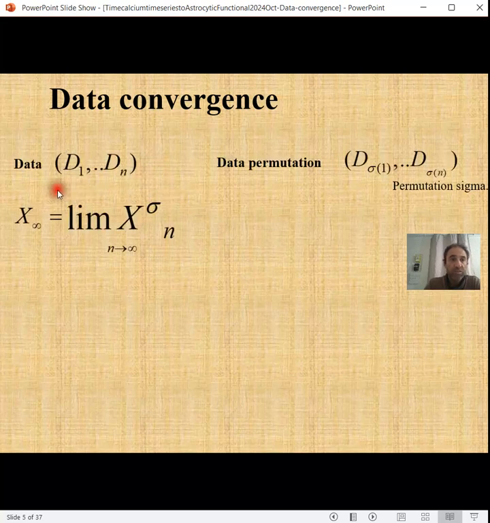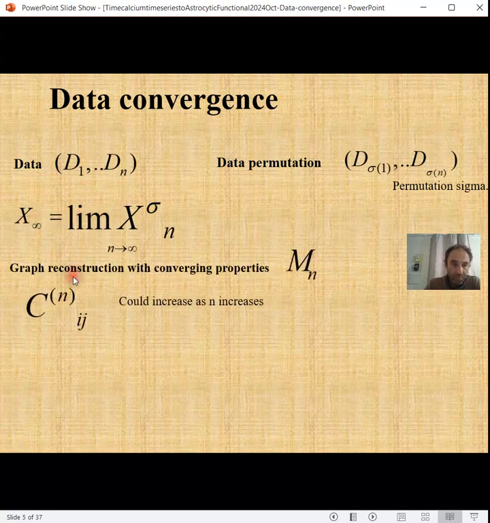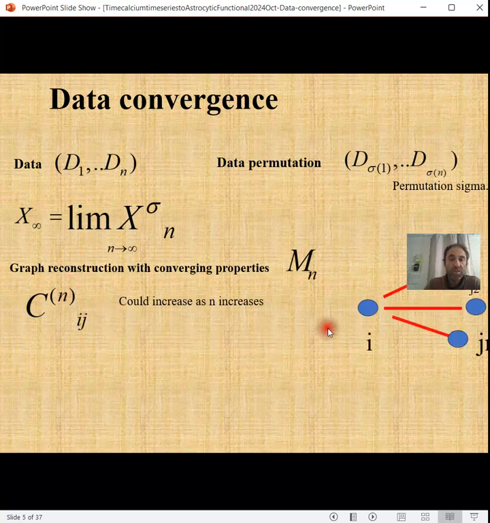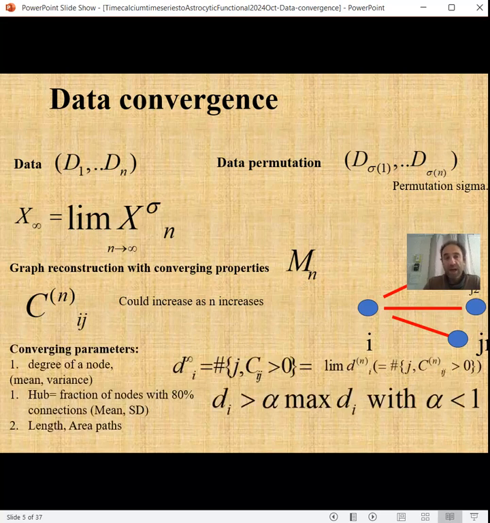And so in the data convergence, you have your D1 to Dn, you have your limit X infinity. And so, for example, if you think about the connectivity matrices that could increase, in the end, as we said in the previous slide, you just look, for example, at the degree, which is the number of connections that is, for example, not 0 at large number, which is infinity, basically. And this will give you the degree of the limit graph.